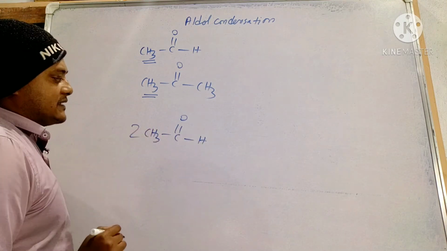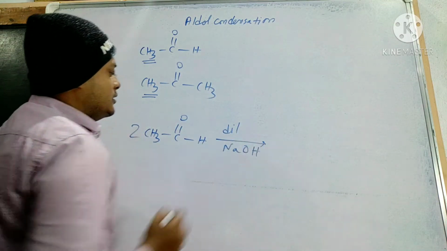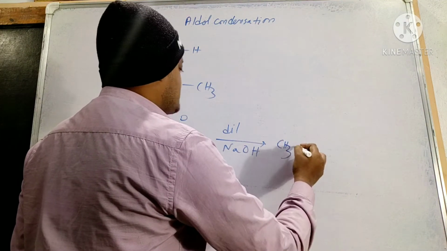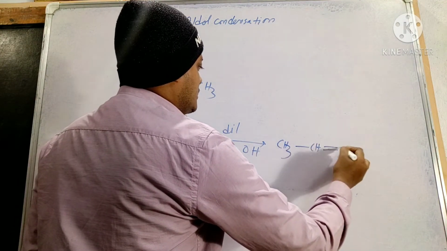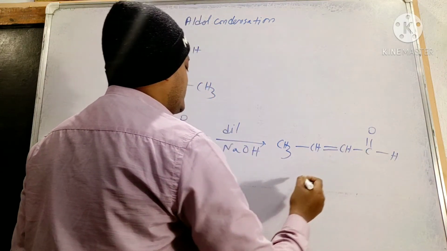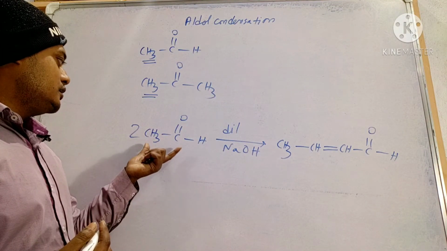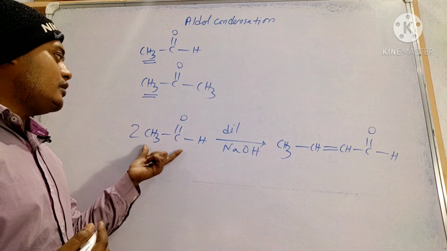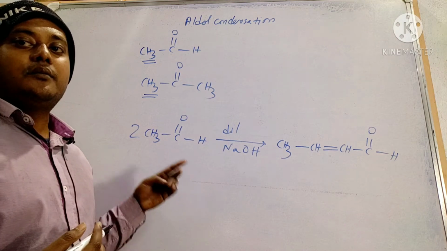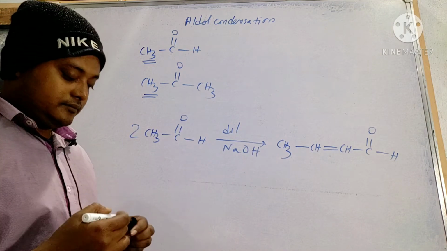Two molecules of acetaldehyde in presence of dilute NaOH. What will be the product? Now see, CH3 CH double bond CH, that is the final product of that self aldol. So here two acetaldehyde molecules undergo aldol, that is self aldol. Next we will learn the mechanism of that reaction, and then we will learn the shortcut.